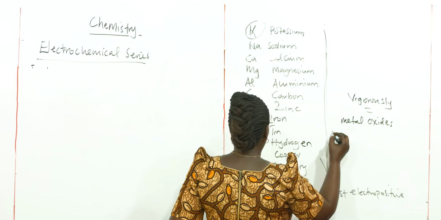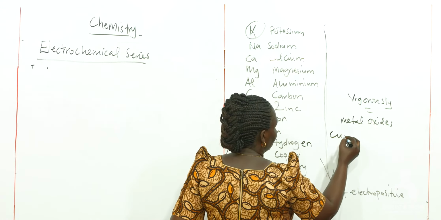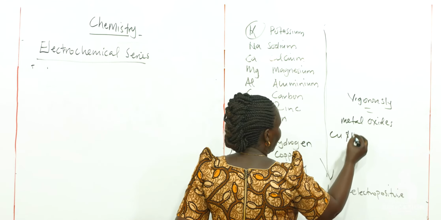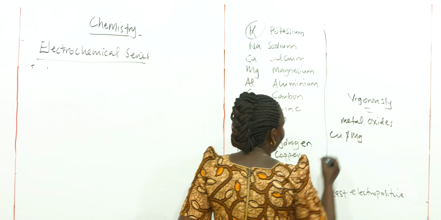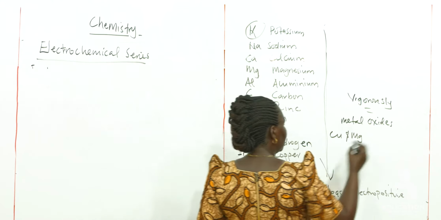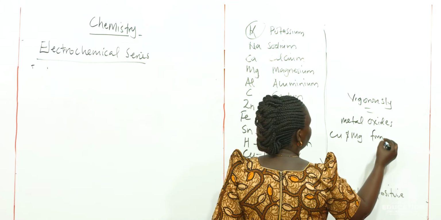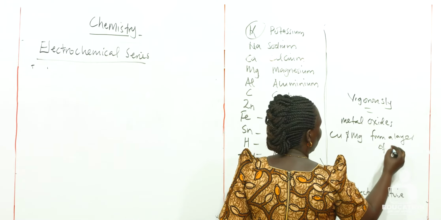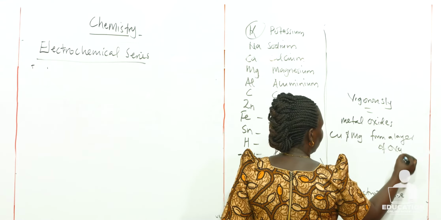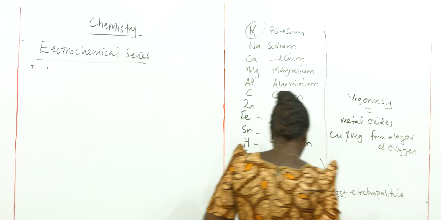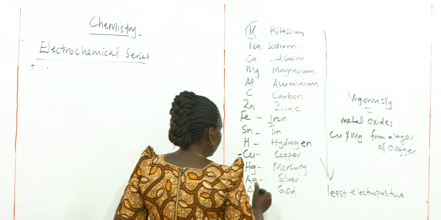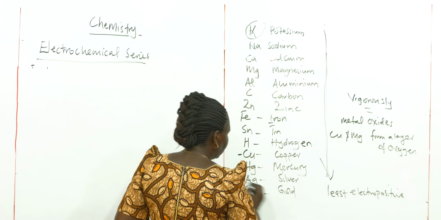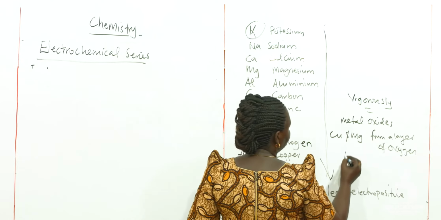For the rest of the reactive metals, they form metal oxides. But in the case of copper and mercury, when they are heated in the presence of oxygen, they form a layer of oxide. But when you proceed down, we have gold.